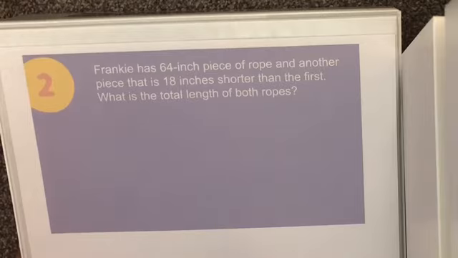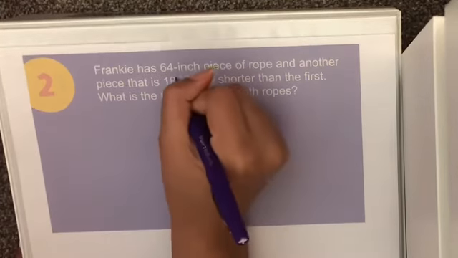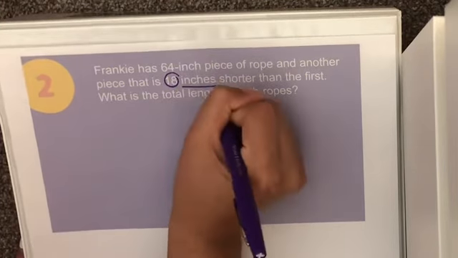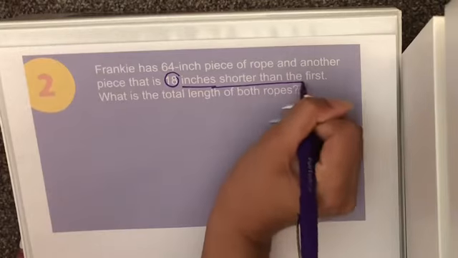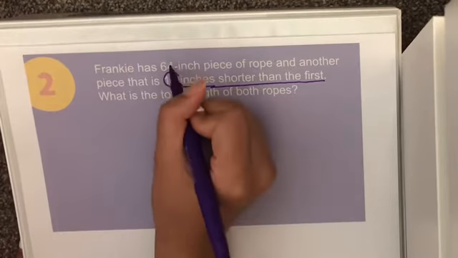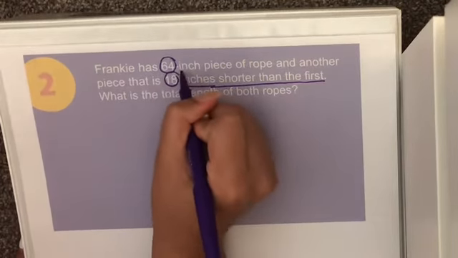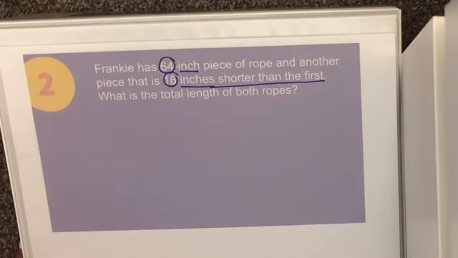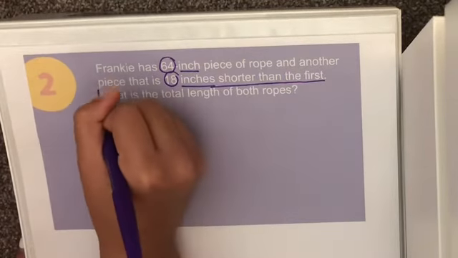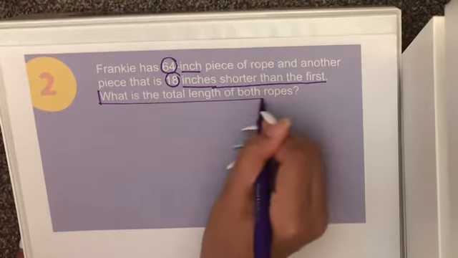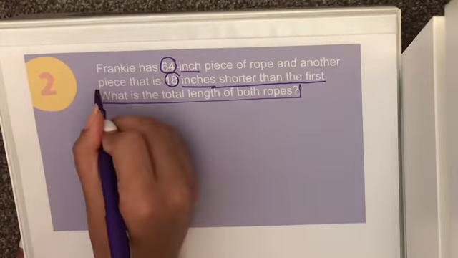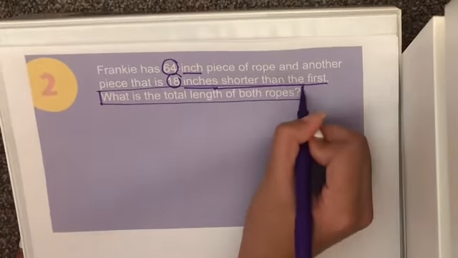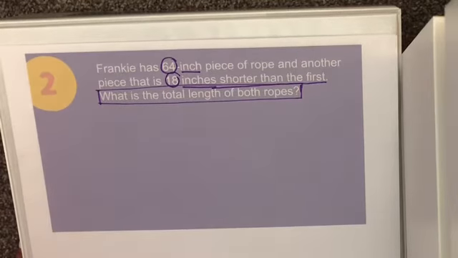Okay, Frankie has a 64-inch piece of rope and another piece that is 18 inches shorter than the first. In our first rope, it says here that it's 64 inches. What is the total length of both ropes? Well, all right, so step 1, complete.